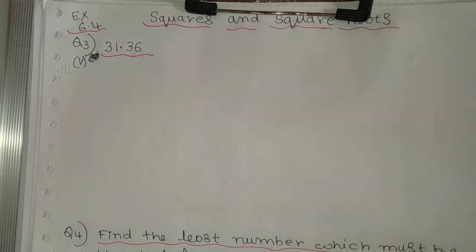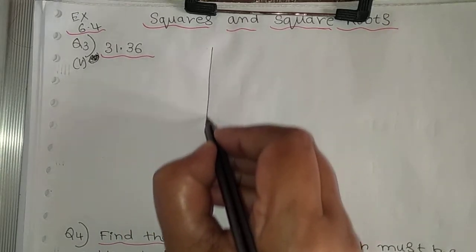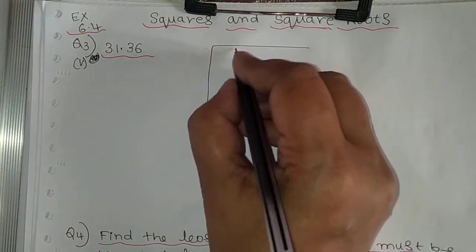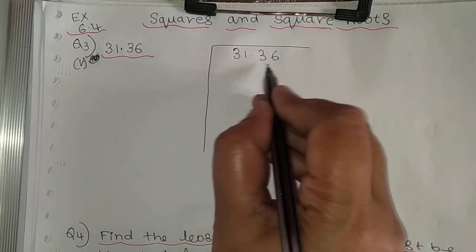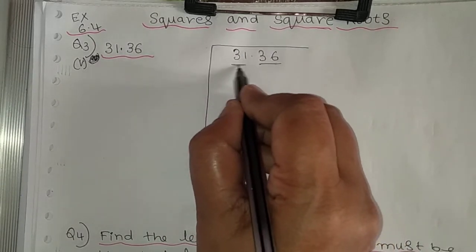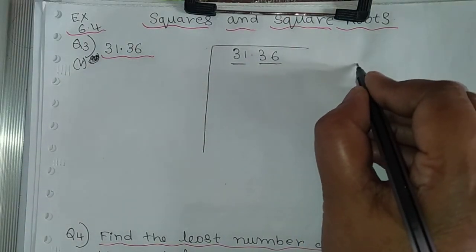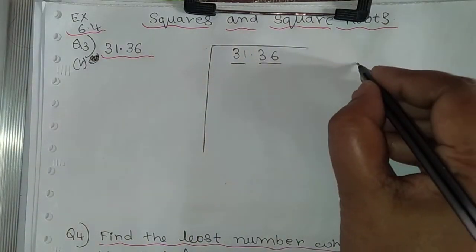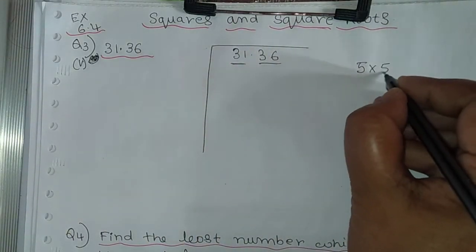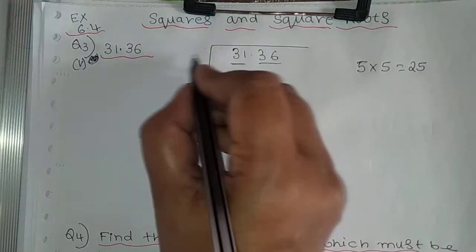Therefore the fifth problem is 31.36. So write down this one, 31.36. Pair this number: this is one pair and this is another pair. Then find the nearest square number to 31. What is the nearest number? That is 5 into 5 equal to 25, the nearest square.